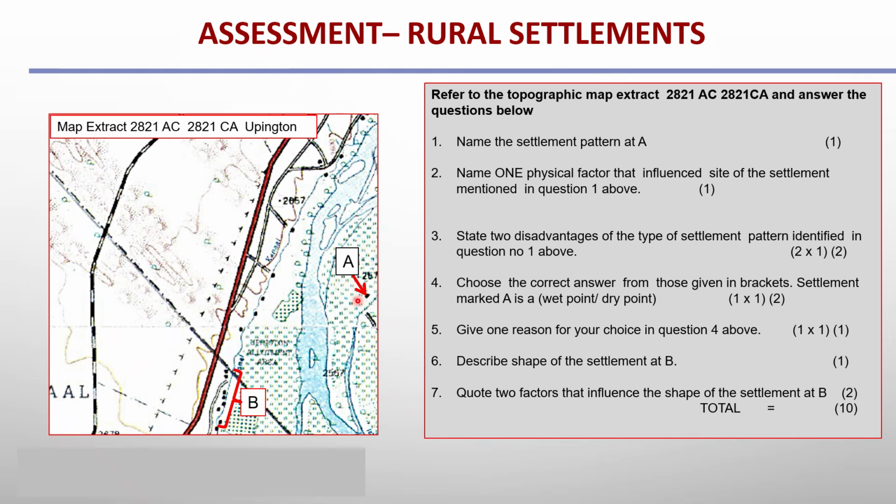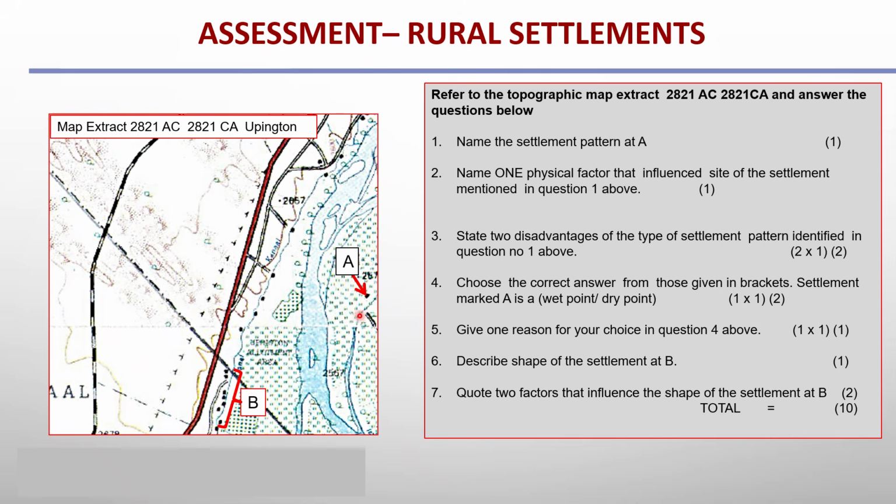One physical factor which influenced the site of this settlement. Maybe it was fertile soil. You can see there's cultivation all over here. Fertile soil can be access to water. There's a river here.